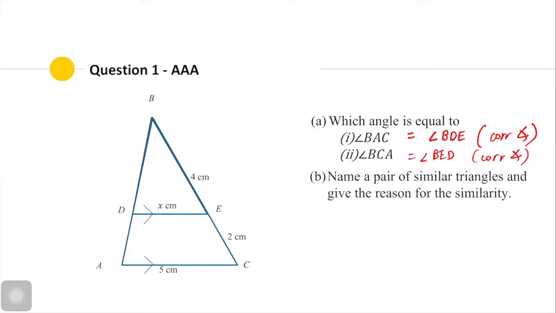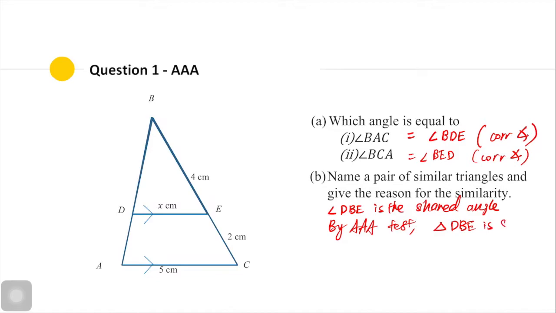Name the pair of similar triangles and give reason. In this case, angle DBE is the shared angle. We know that all three angles are the same now by angle test. Triangle DBE is similar to triangle ABC.